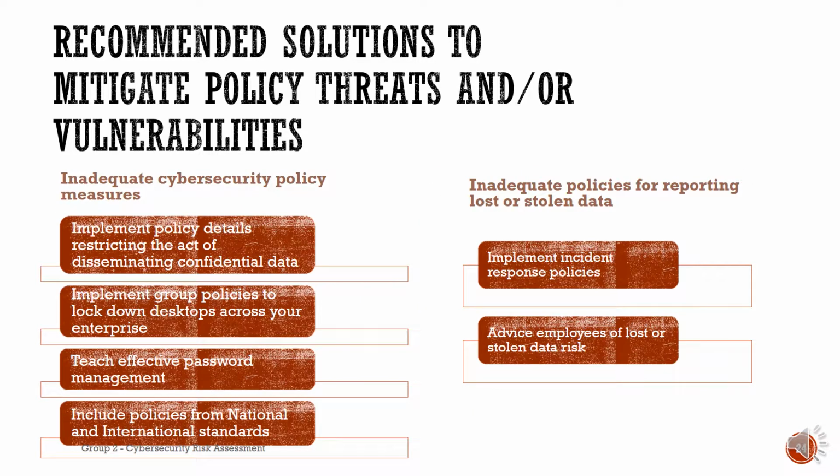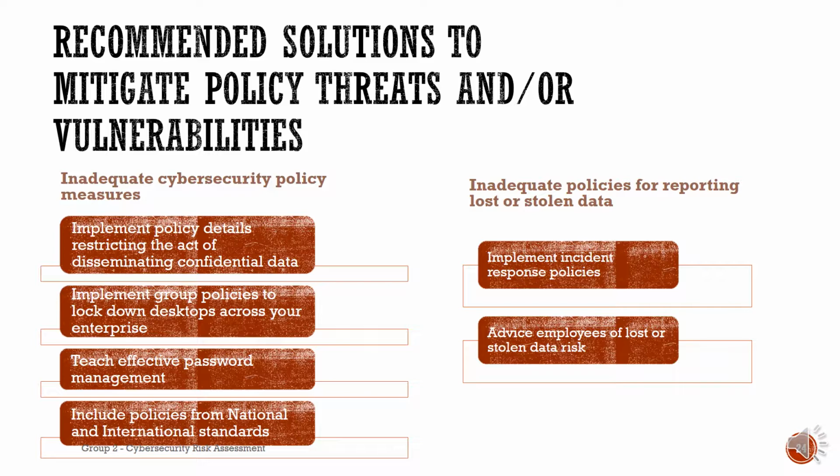Lastly, are the recommended solutions to mitigate policy threats and or vulnerabilities. For inadequate cybersecurity policy measures, recommendations are that we will implement policy details restricting the act of disseminating confidential data. We'll implement group policies to lock down desktops across our enterprise. We'll teach effective password management.